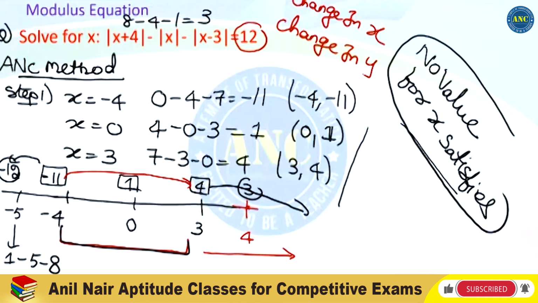So I will take greater than 3. I will take less than minus 4. So greater than 3, the value of y is moving down from 4 to 3. Here also the value of y is moving down from minus 11 to minus 12. Answer is no value. Please put a star mark on this question.